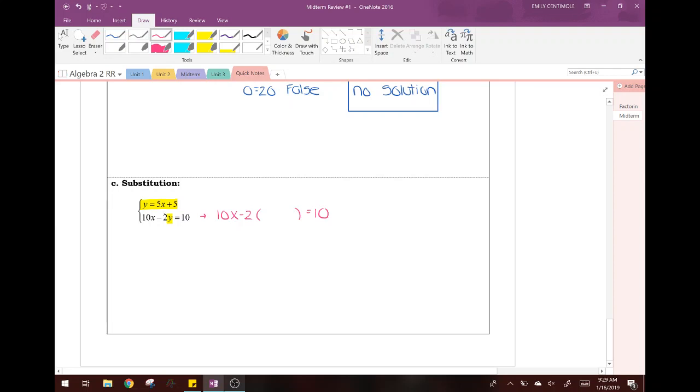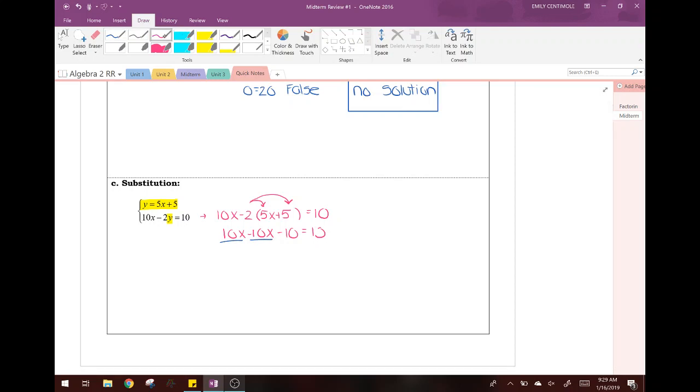I'm then going to take that top equation and plug it in. So instead of y, I'm replacing it with -5x plus 5. They're equivalent to each other. So I'm going to distribute out. I get -10x minus 10 equals 10. I'm going to combine like terms. 10x minus 10x is going to be 0.